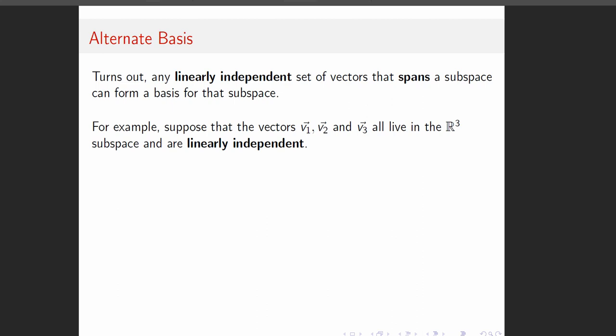Okay, so suppose we have vectors that live in R3, vectors v sub 1, v sub 2, and v sub 3, and they're linearly independent. Well, we know then that they span a three-dimensional subspace. Why? Because it's three vectors that are linearly independent. But it turns out the only three-dimensional subspace of R3 is R3, so therefore this is an alternative basis. These three vectors, because they live in R3 and they're linearly independent, do in fact span R3 and form a basis for R3.